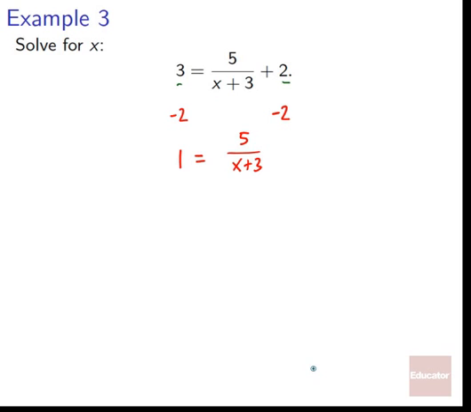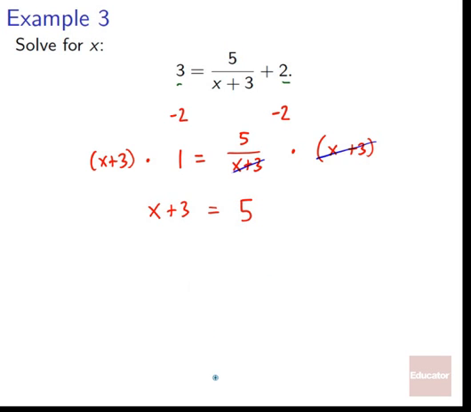Now we can multiply by x plus 3, and while we'll still have to multiply the 1, we have to multiply both sides, but we'll have at least a little less stuff in the way. So we multiply by x plus 3 over here, and we multiply by x plus 3 over here. So x plus 3 times x plus 3 on the bottom, they cancel each other out. x plus 3 times 1 is just going to become x plus 3. Since we cancel out the x plus 3 on the bottom, we've got 5 here.